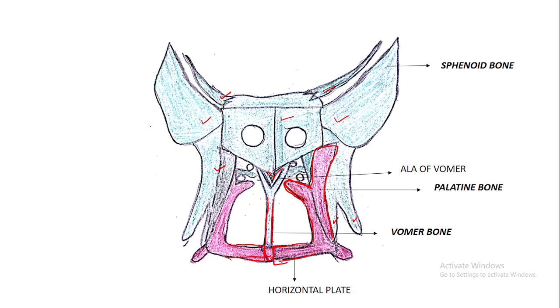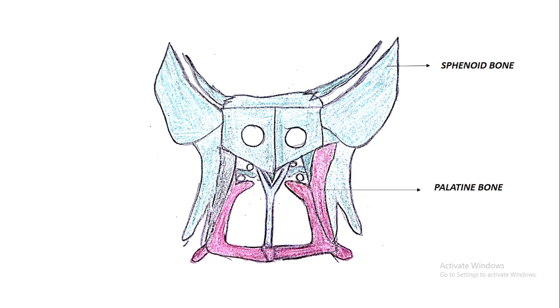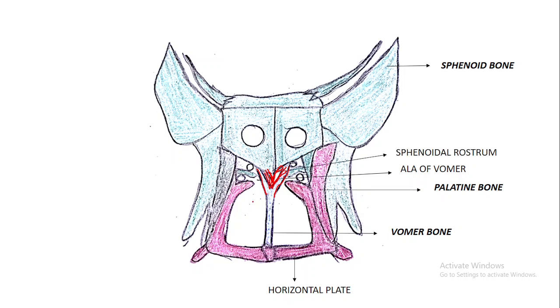Superiorly, this vomer bone is bifurcated into two parts like this. These are called the ala of vomer bone, this and this. And this median part articulates with this portion of the sphenoidal bone, which is the sphenoidal rostrum, or rostrum of sphenoid. So the vomer bone articulates superiorly with the sphenoidal rostrum and inferiorly with the horizontal plate of palatine bone.